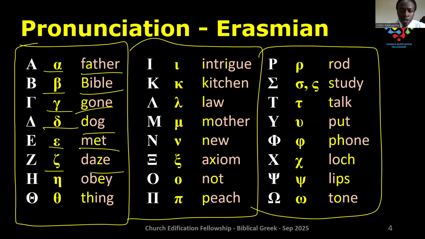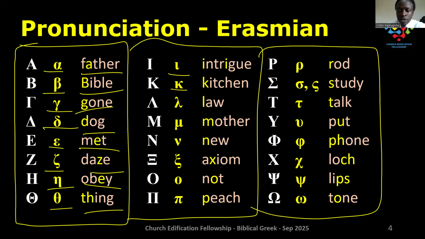Then the eta is pronounced as A, just like in the word obey. Then the theta is pronounced as Thi, just like in the word think. Okay, so that gives the pronunciation of this particular first column. The second column, the iota is pronounced as Yi, just like in the word intrigue.